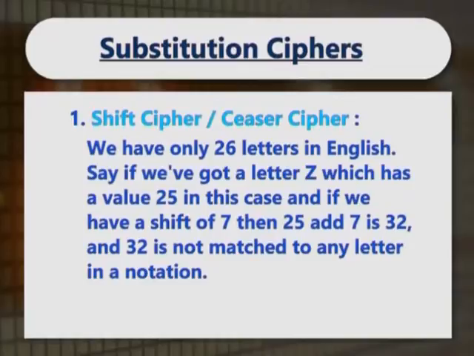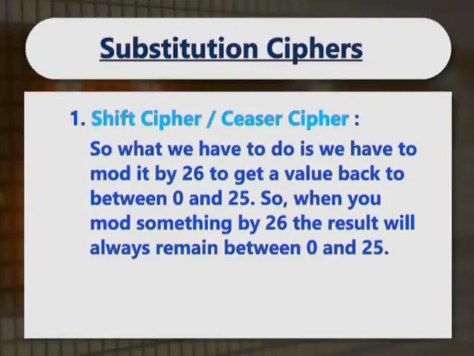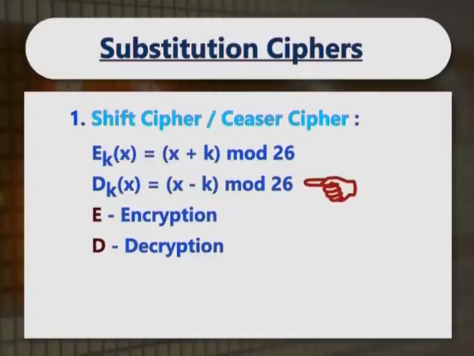Say if we have a letter Z, which has a value 25 in this case, and if we have to shift by 7, then 25 add 7 is 32, and 32 is not matched to any letter in the notation. So what we have to do is mod it by 26 to get a value back to between 0 and 25. When you mod something by 26, the result will always remain between 0 and 25. And to decrypt, we have to subtract the shift and then mod that by 26.